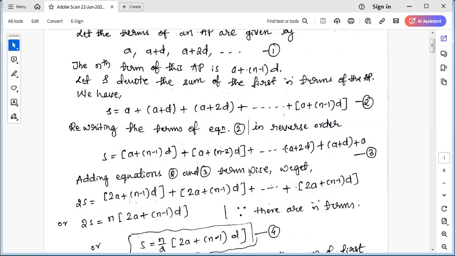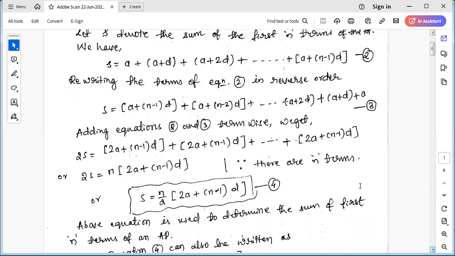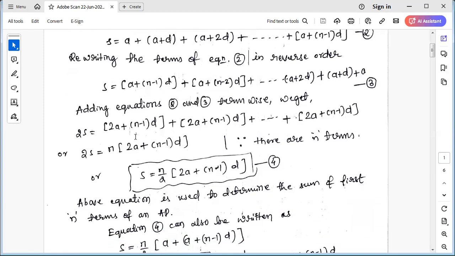What we are getting is that the same term is repeated. So this term, 2a plus n minus 1 into d, is repeated when you add the terms of equation 2 and 3. So this goes up to n terms. That is why there are n terms in this sum. So that is why we are multiplying this common term 2a plus n minus 1 into d by n, because there are n terms. So 2S is equal to n into 2a plus n minus 1 into d. So this n we multiplied because there are n terms.